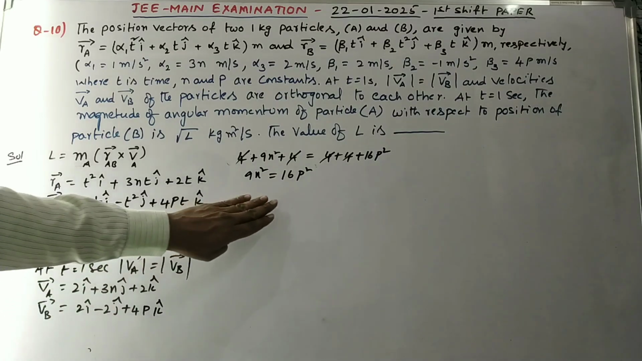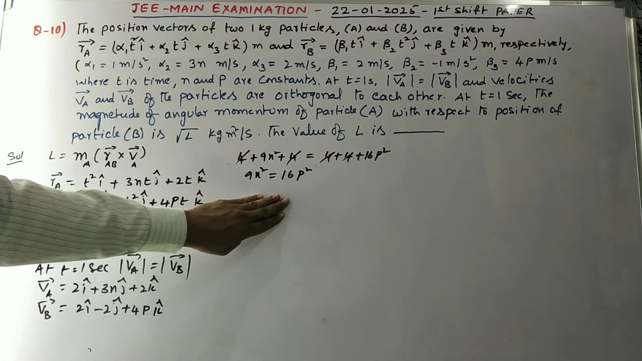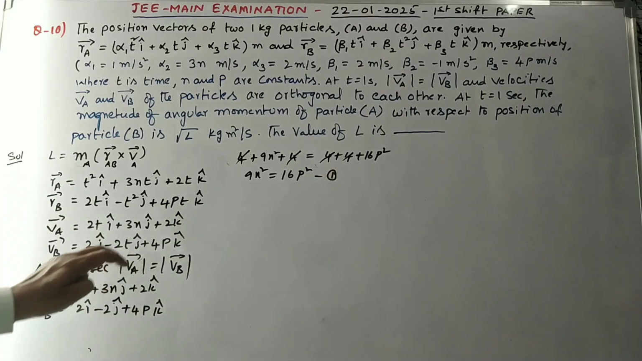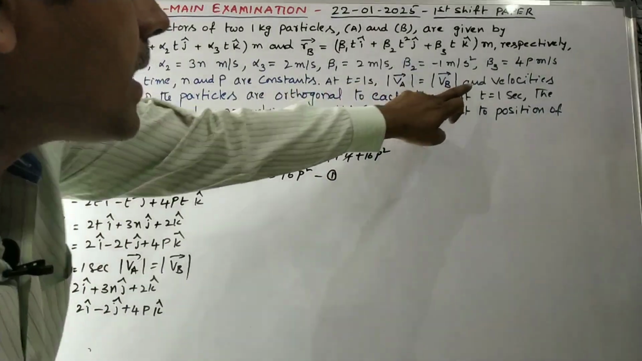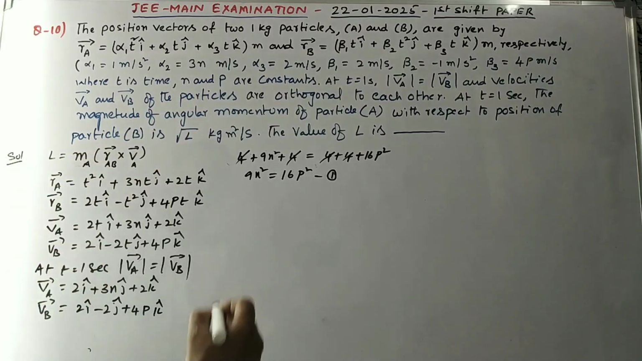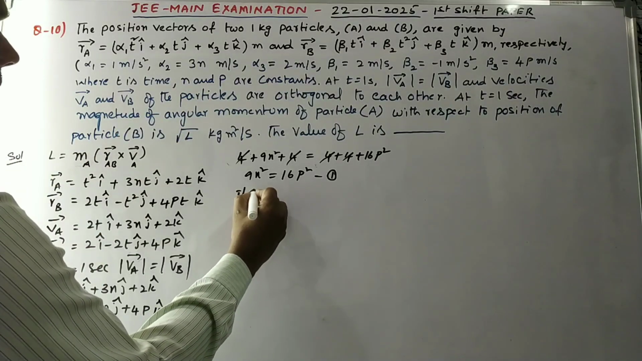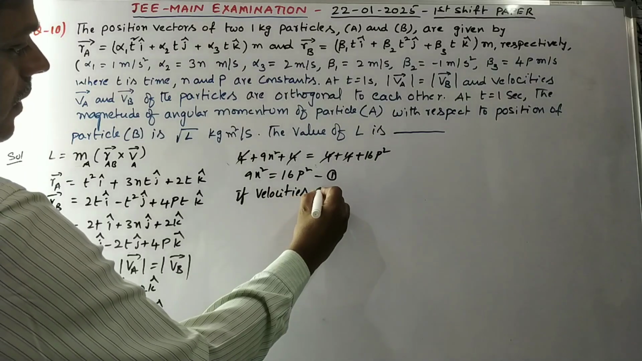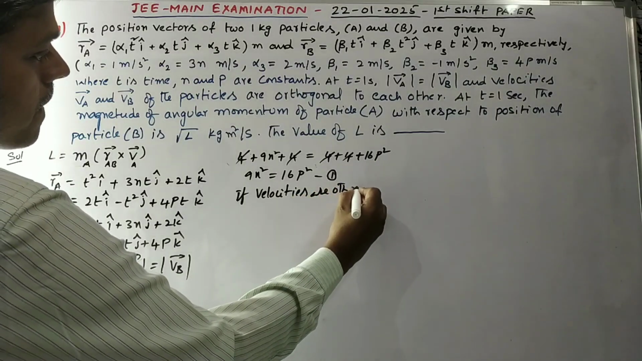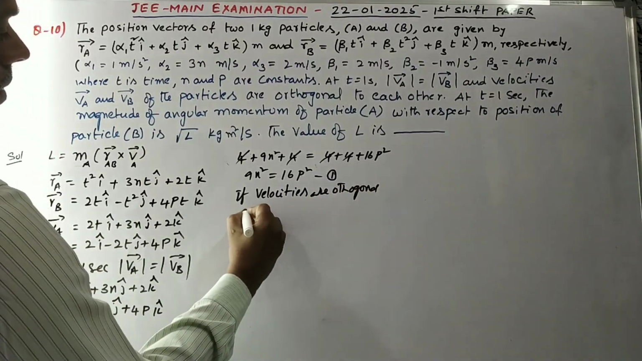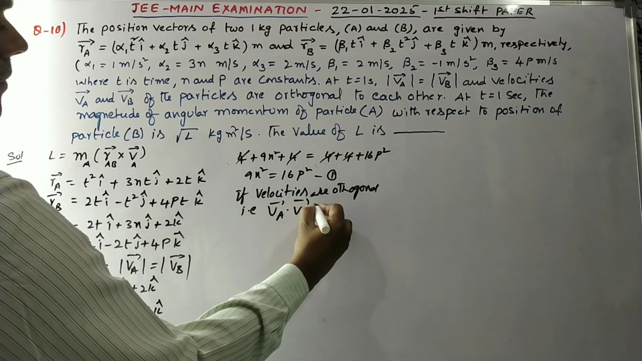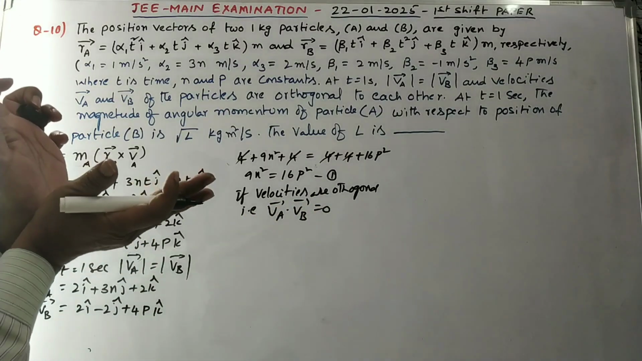Okay, keep this aside as equation 1. Next, another condition is also given: the velocities are orthogonal. If velocities are orthogonal, their dot product is equal to 0, because orthogonal means both are mutually perpendicular.